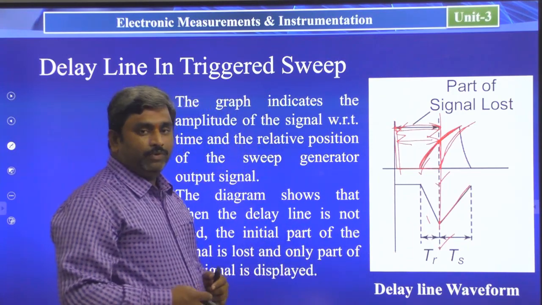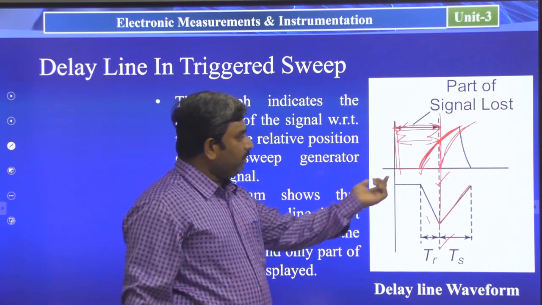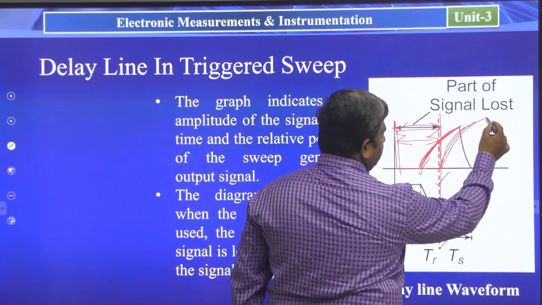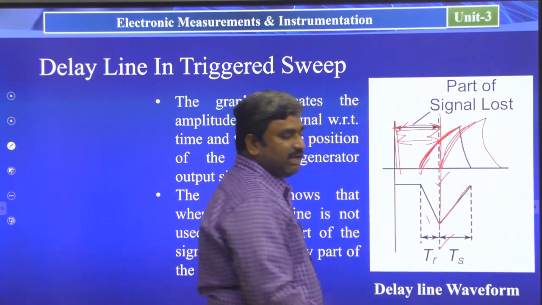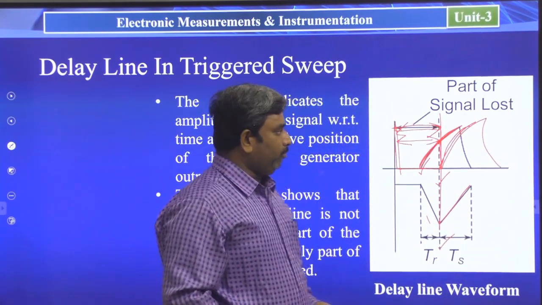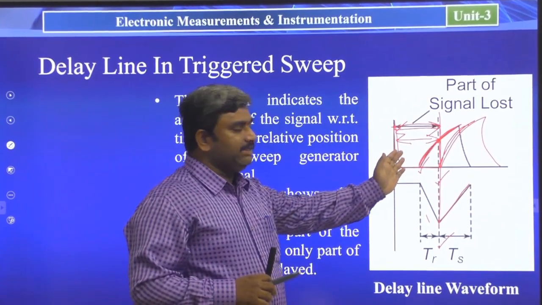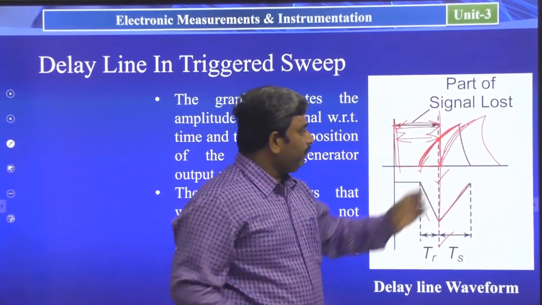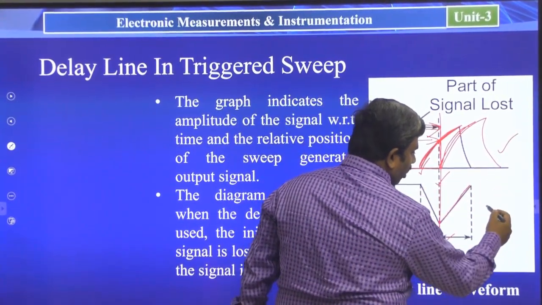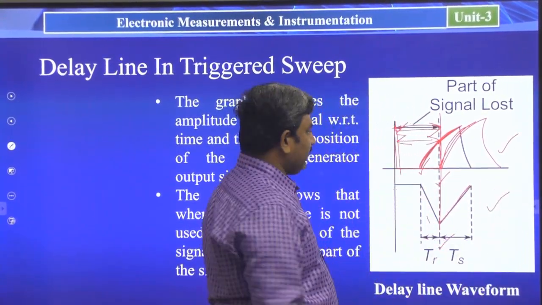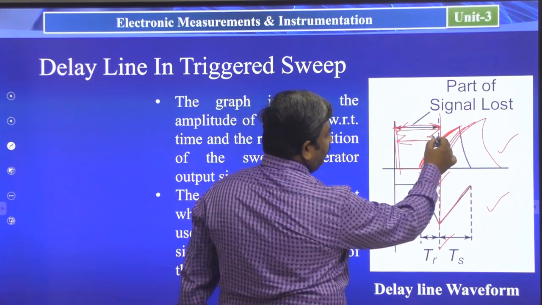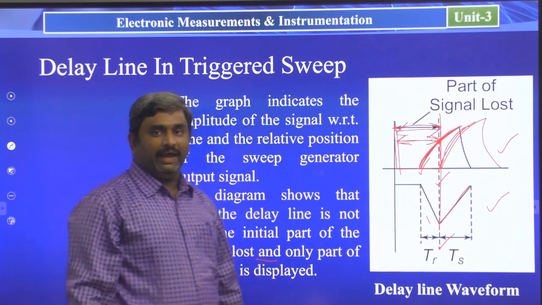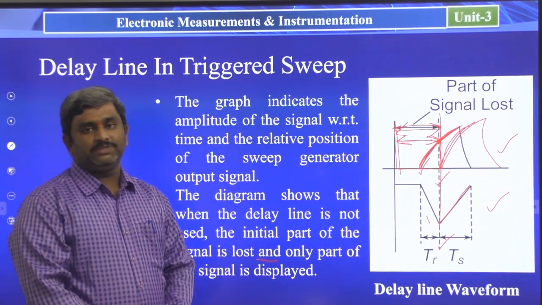Okay, here we have to provide some delay. Then the sweep signal, if it is started here, then it's not a big problem. If the signal is coming like this, it's not a big problem. If the signal is started here, then the vertical information and horizontal information are both synchronized. So this much of delay we have to provide. For that reason, we are using the delay line in this triggered sweep CRO.